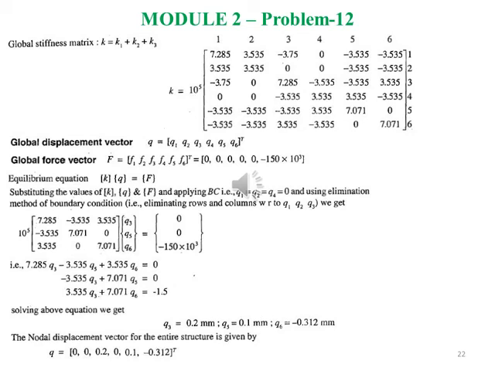Similarly, the global displacement vector is Q1, Q2, Q3, Q4, Q5 and Q6. From the diagram it is clearly evident that displacement is happening only at node 3. Hence Q1 is 0, Q2 is 0. At node 2, X movement is allowed. Hence Q4 is 0, Q5 will have some value.